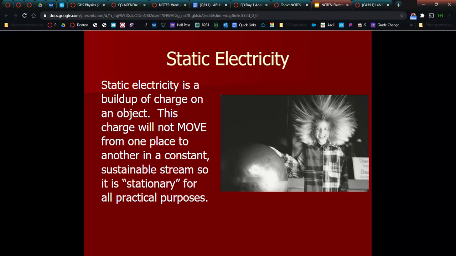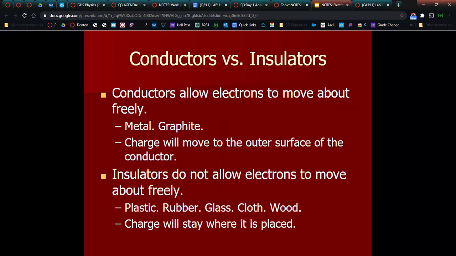Now it turns out air is actually a very good insulator. That's what happens: the charges are building up on you, but they can't actually jump to something else, which is why your hair and stuff starts to stand up because it's trying to get away, but it can't go anywhere because the air insulates pretty well.